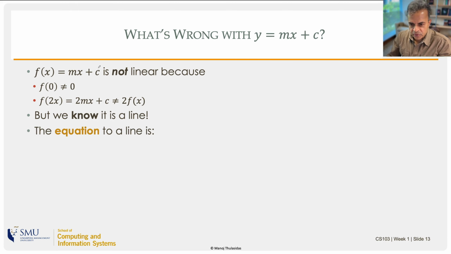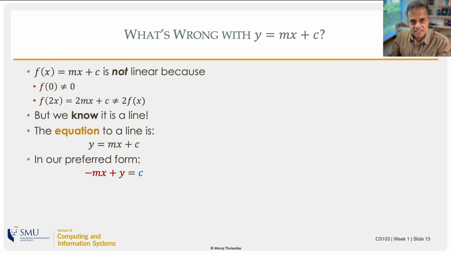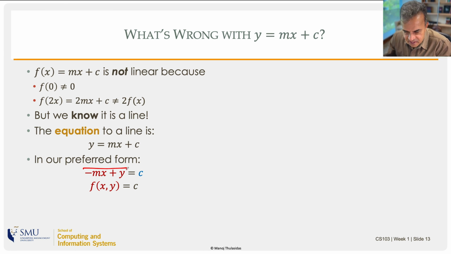Now the equation to a line is y equal to mx plus c. But this is not an equation in our well-formed linear algebra way. We have to rewrite it as minus mx plus y equal to c. Now if you look at the left-hand side, it's not an expression in one variable. It's got two variables. So it's got x and y. It's a function of two variables if you were to assign a label to it.